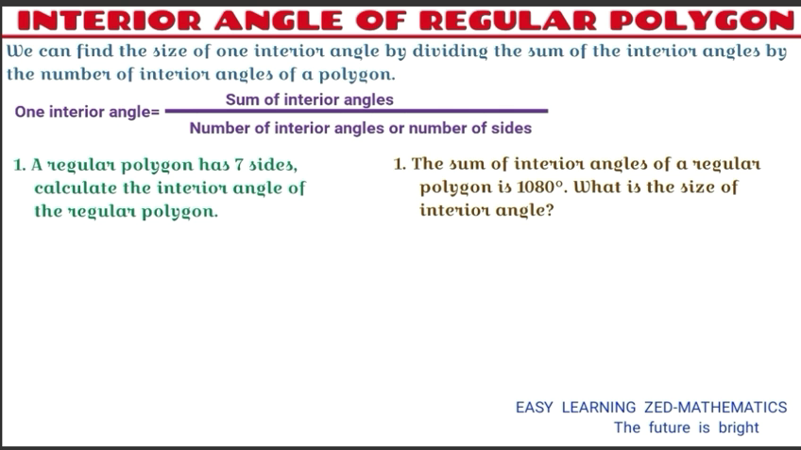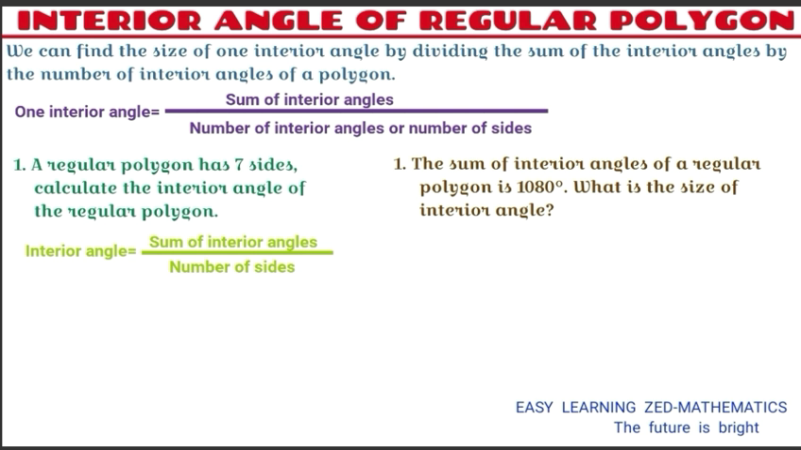So I'm going to write the formula, which is on top in the paper there: interior angle is equal to the sum of interior angles divided by the number of sides. Now you should know that the number of sides is equal to the number of interior angles, or the number of angles. So you can either use sides or interior angles, they have the same number.